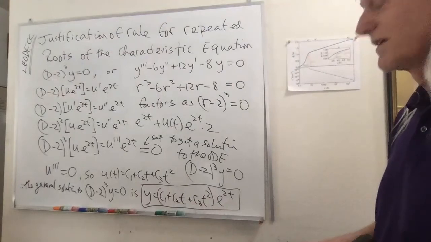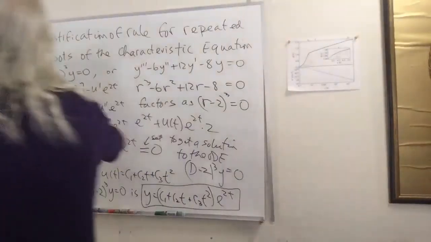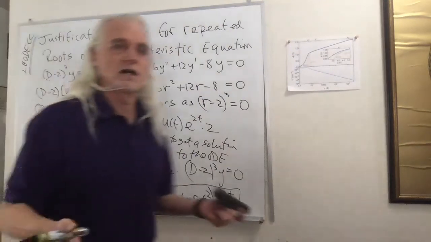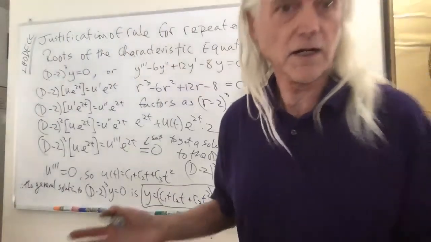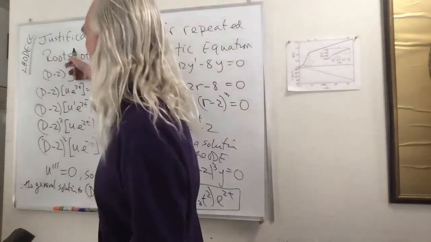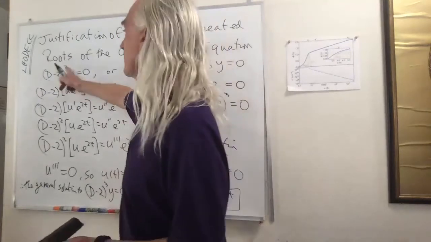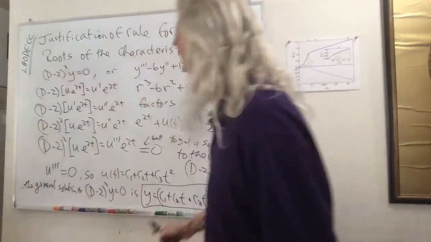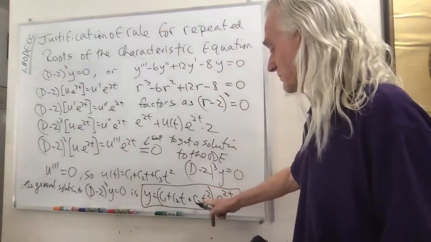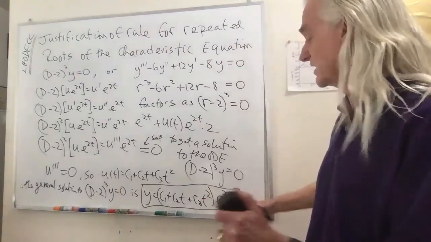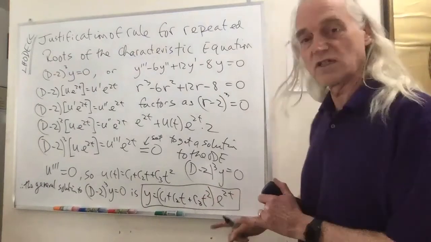Okay. Cool. And of course, this 2 could have been any number. That 3 could have been any positive integer, right? That could be a 5. It could be a 1. It works if it's 1. It could be a 7. And if that's (D minus 2) to the 7th, I just keep going: c1 plus c2 t plus c3 t squared plus dot dot dot plus c7 times t to the 6th, e to the 2t, right?